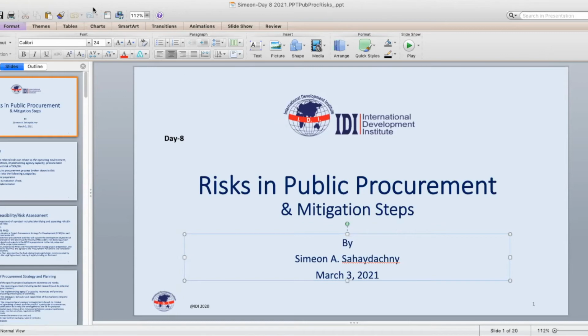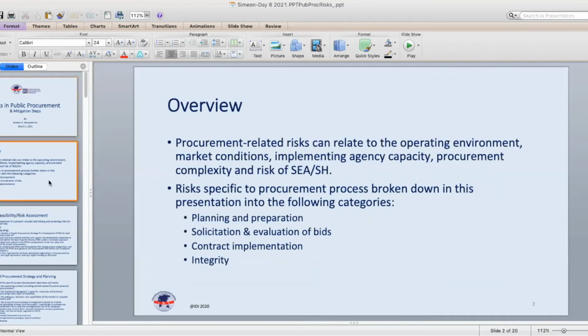So this session is about risks in public procurement and mitigation steps. Now, most, if not all of these are found in the standard procurement documents of the World Bank, as well as in procurement systems around the world. So let's run through these. Again, we're going to be doing sort of a sprint, but if you have any questions, please let us address those.